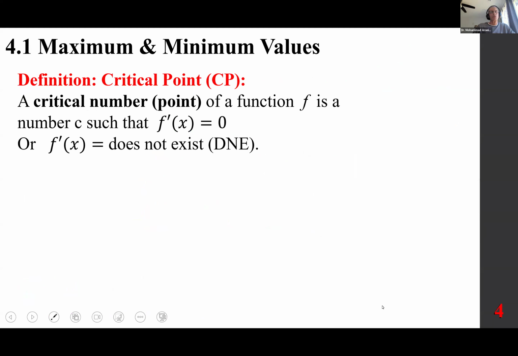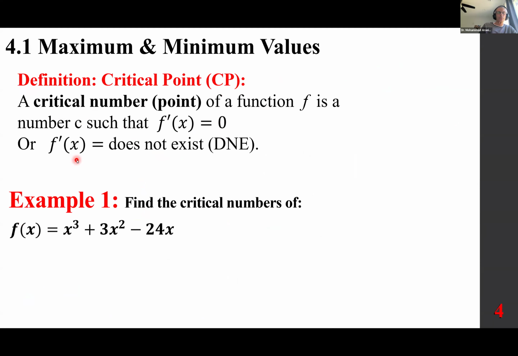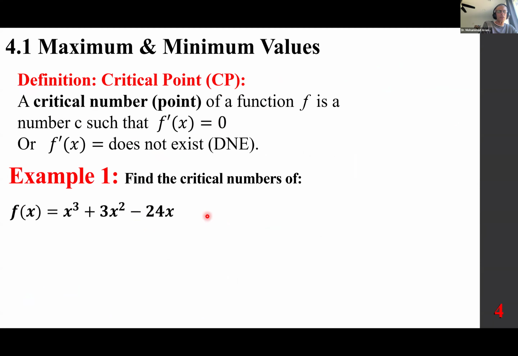And now, section 4.1, maximum and minimum values. Definition, critical points, or short, CP. A critical number or point of a function f is a number c such that f prime is 0 or f prime does not exist, DNE. For example, we want to find the critical numbers for f of x equals x cubed plus 3x squared minus 24x. So what is the process?